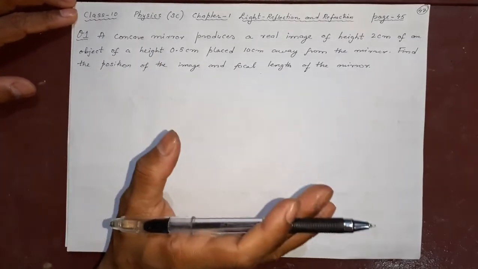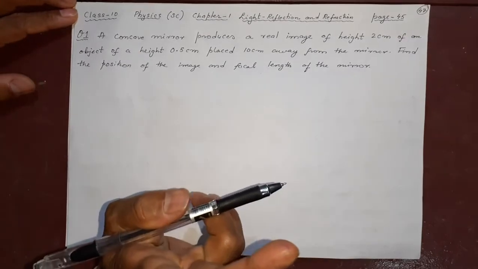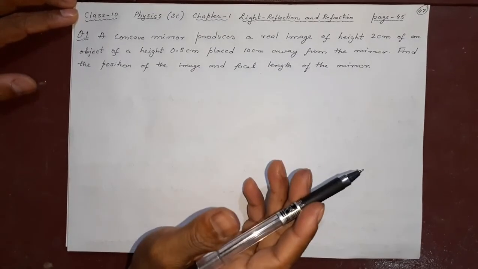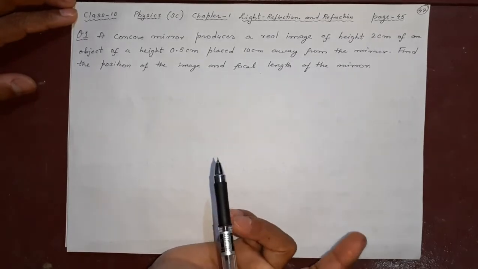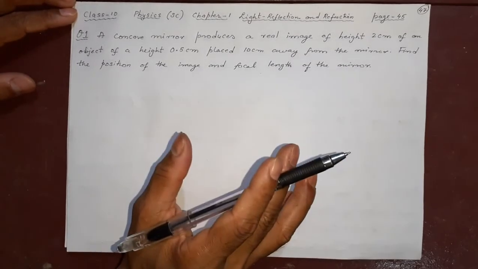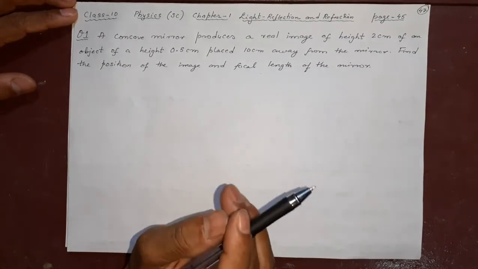The questions will be common to both mirror and lens. This type of questions, two questions were asked every year in the board exam. They are asked for 3 marks each, 3 plus 3. So it is better you know all the problems given in the textbook, page number 45, 46. I am doing the first question.